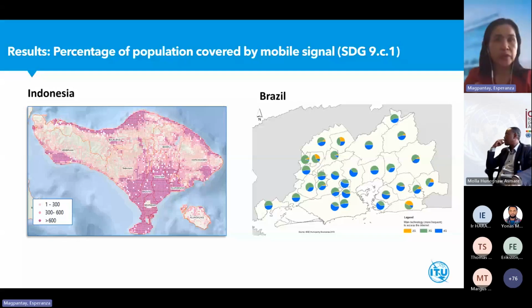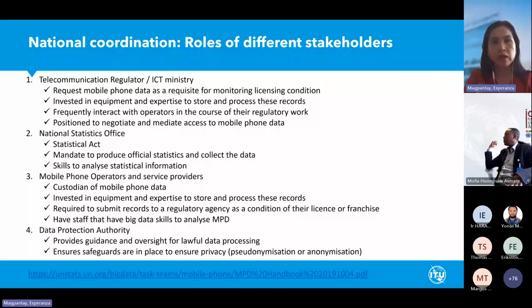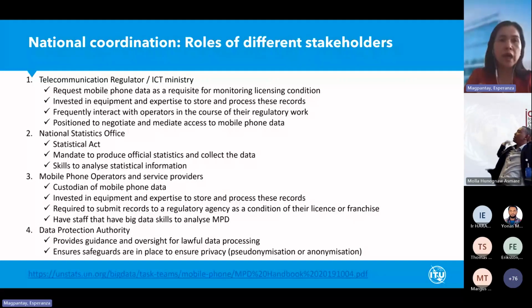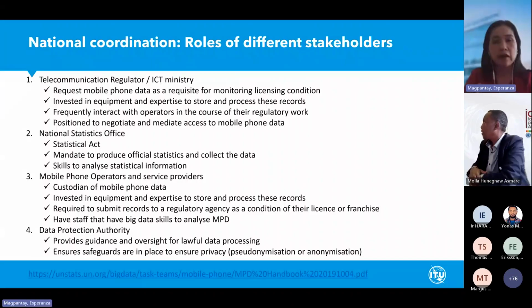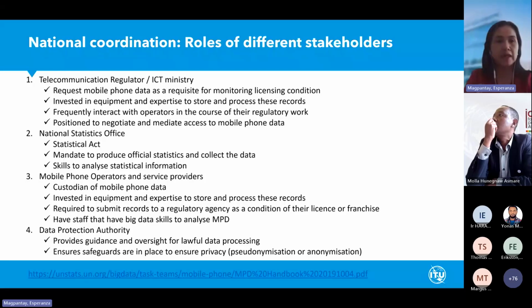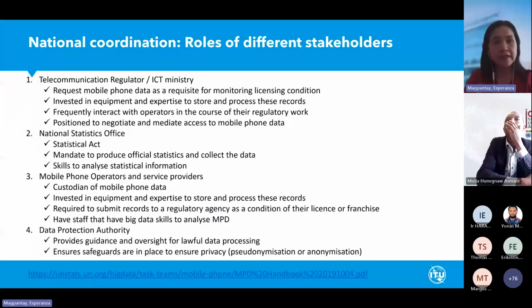National coordination, as Margus and Frederick mentioned, is crucial in implementing MPD projects. In the pilot that we did in 2016, as Margus mentioned, we put all stakeholders. And you may wonder, why do we need all of them? Because they play different roles, and these roles are important in ensuring that, of course, data could be accessed, but at the same time, data could be analyzed and used by whoever will be benefiting from the results of the MPD analysis. The telecom regulator and the ICT ministries, they are working directly with the mobile operators, providing licenses, as well as analyzing the data that are coming from them.